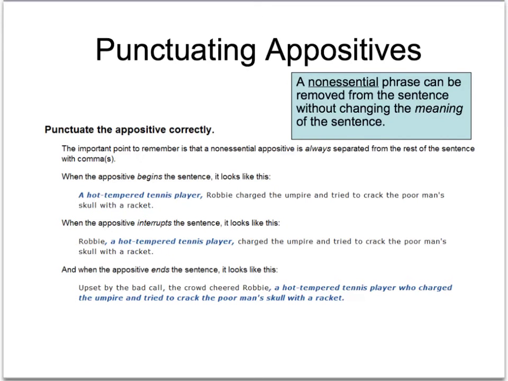Okay, how to punctuate appositives? If it is an essential appositive, that is, the information in the appositive is vital to understanding the meaning of the sentence, then you do not use commas. However, if the information is non-essential, that is, it can be removed from the sentence without changing the meaning of the sentence, then you do have to put commas, okay?